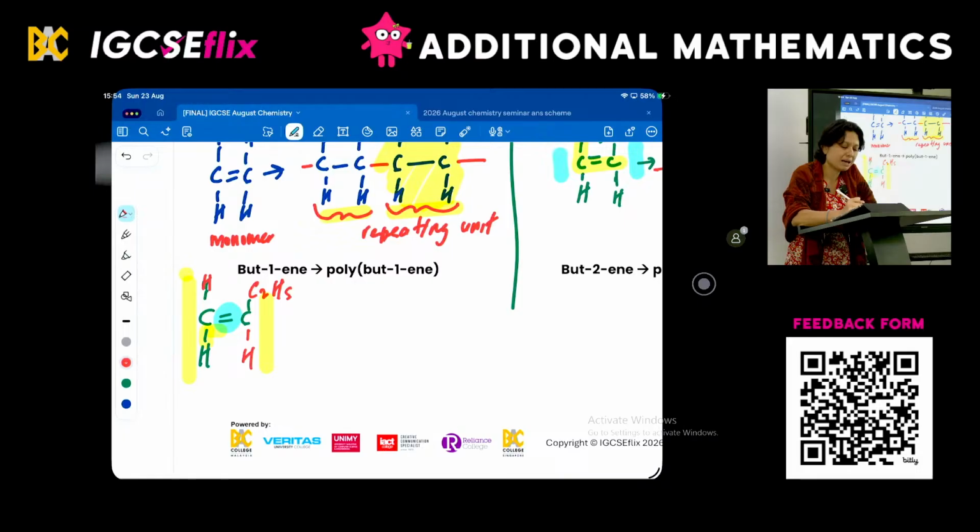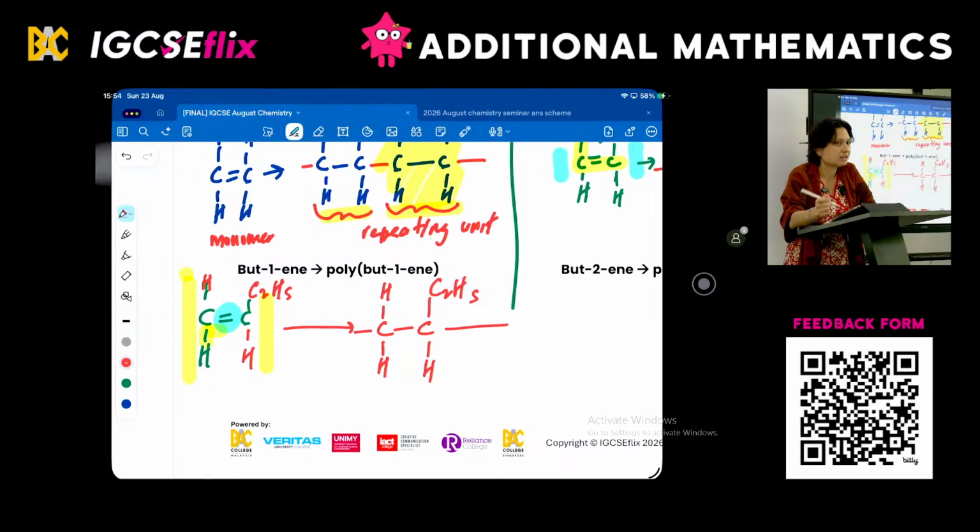So when it becomes polymerization, it's just H, C2H5. It can go on and on. Can you see, it's just breaking the bond only.